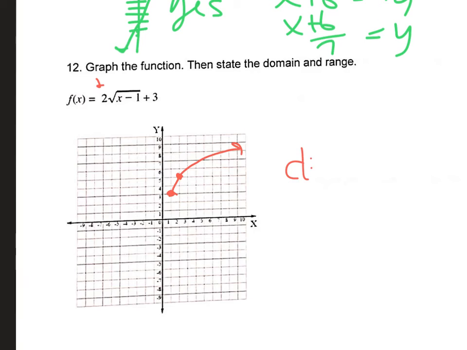Ask you for a domain. Don't need a parentheses. The domain is your x. And where your graph started, it started at 1 on the x-axis. So x is greater than or equal to 1. Your range is your y. Your y started at 3, so it's greater than or equal to 3. So there's your domain and range.